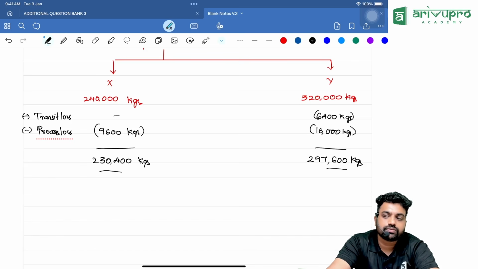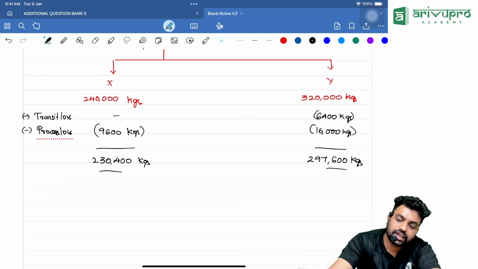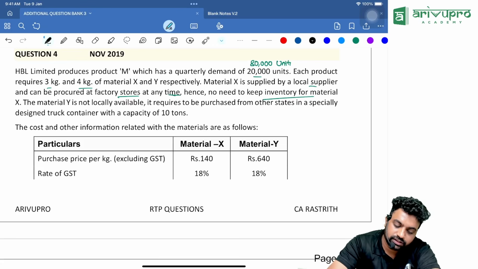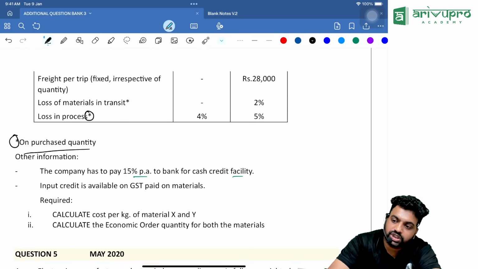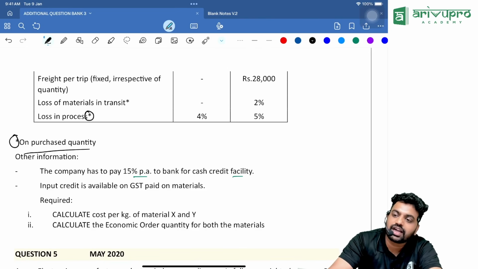So 6,400 you have to subtract and then you have to charge 5%, sir. That's what, no madam, I told. Can you see the question please? That's what I told in the question. If it is not given, then it will be like that. In the question here, they are telling on purchase quantity, then it will be on the purchase quantity. Got it?